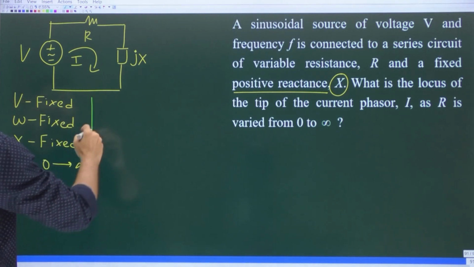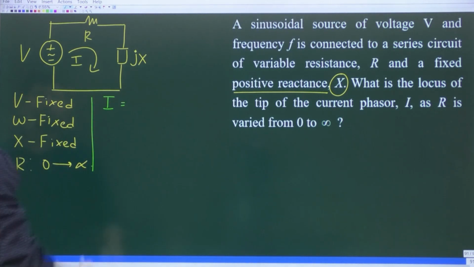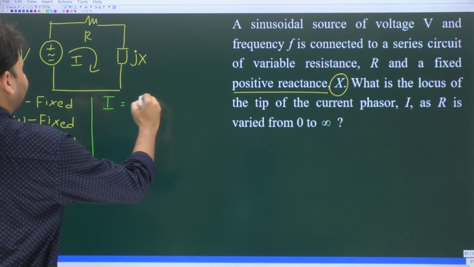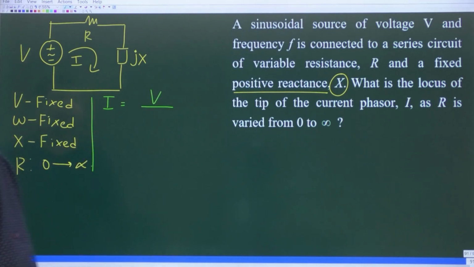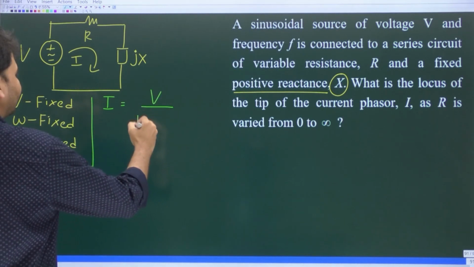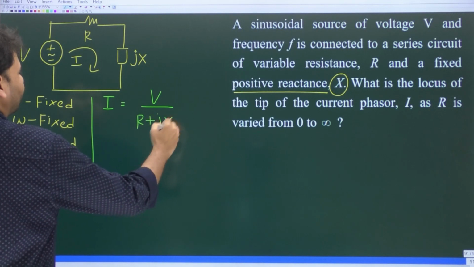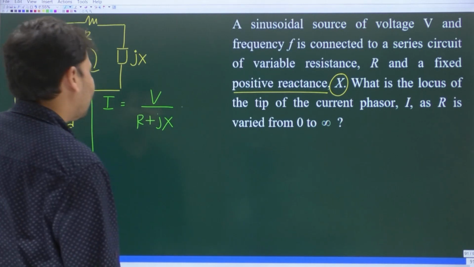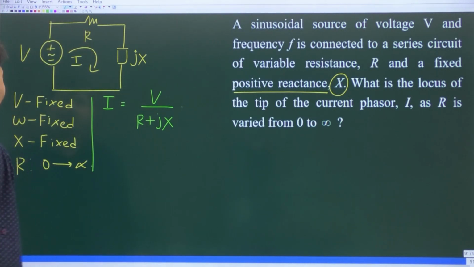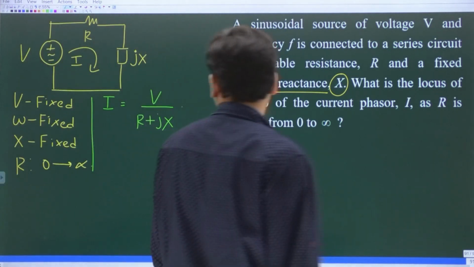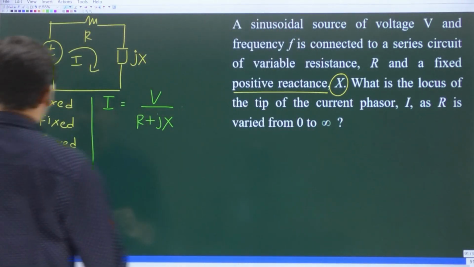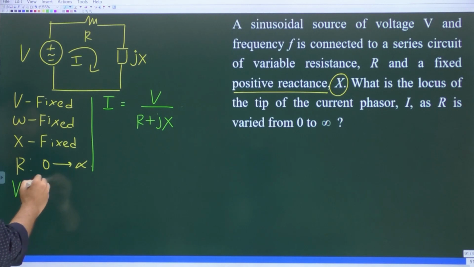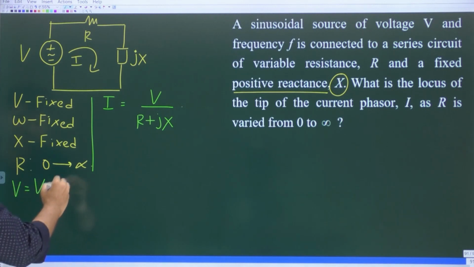I mean, it's very simple. See, first of all, what is I? I is what? The loop voltage, that is what? Capital V divided by the net impedance in the loop, which is R plus jX. V upon R plus jX. Okay. Now you see, nothing is given about V. So what we can do is, let's assume V is what? Some Vm angle 0 degrees.